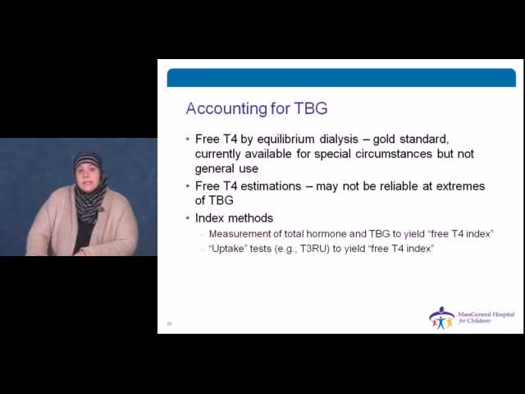Older methods used index methods, either measuring total hormone and TBG to yield a free T4 index, or doing a T3 resin uptake to yield a free T4 index. Most of our labs don't do these anymore and just offer a free T4, but if your lab does do these, you can use the free T4 index the same way that you use the free T4.